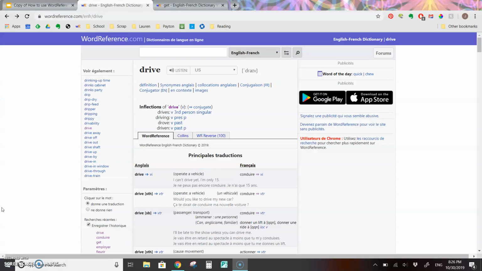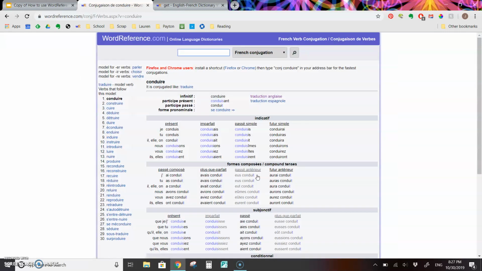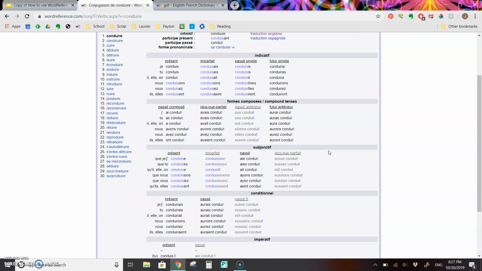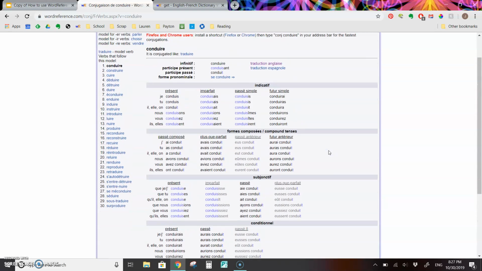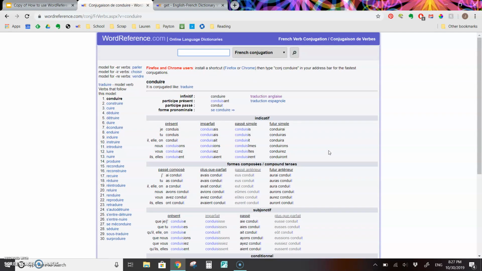So here's drive as I looked it up in WordReference. I've got my dictionary English to French. And this is the one that I want to use because operate a vehicle, it's the most basic one. Now here's my conduire, and the V tells me that it's a verb, but this little arrow right next to it, if I just hover over it, it says conjugate conduire. So I click on that, and then it has this crazy chart of all of these different forms of conduire, which I realize looked really overwhelming.